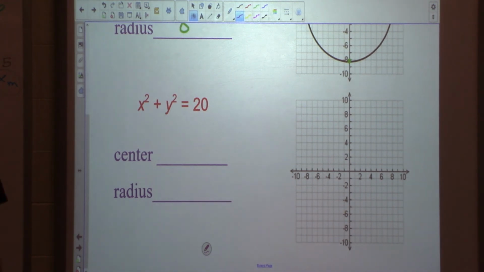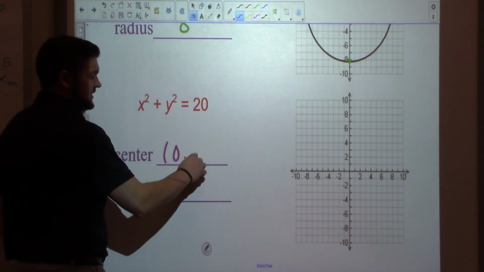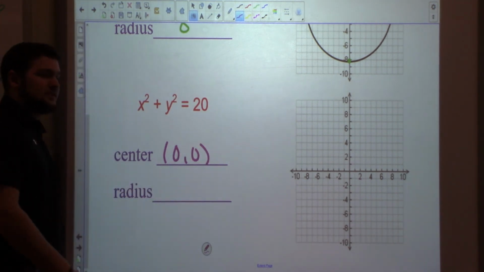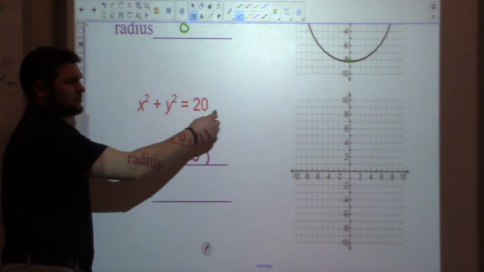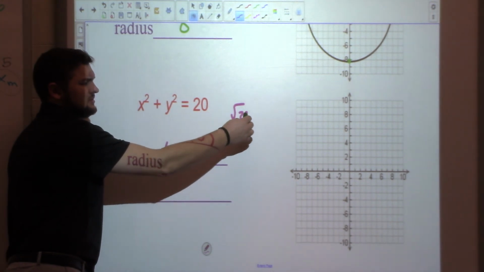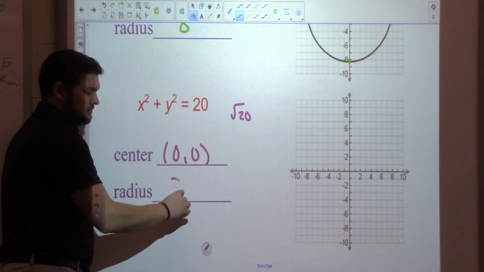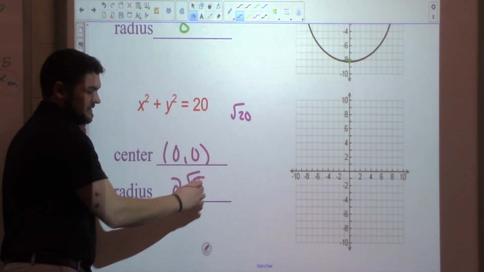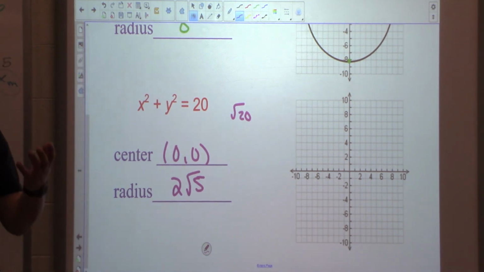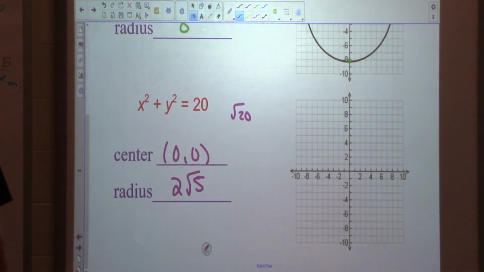Okay, center for x squared plus y squared equals 20. 0, 0. Still just x squared plus y squared. Radius is square root of 20. That's equal to 2 root 5, right? We figured that out. But we just said before, do you know 2 root 5 off the top of your head? Without putting it in your calculator, did you know it? Yes.